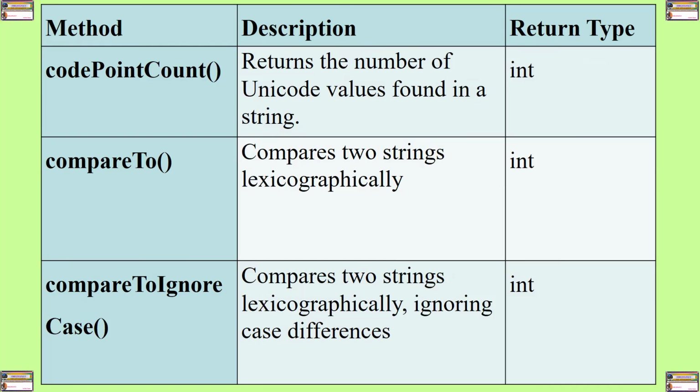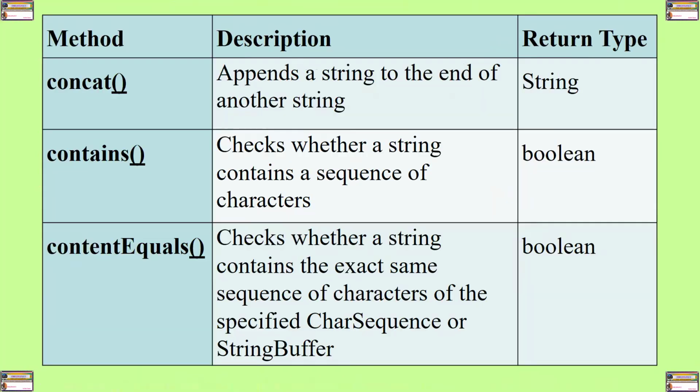compareTo compares two strings lexicographically. We have compareToIgnoreCase. It compares two strings lexicographically, ignoring case differences. We have concat. It appends a string to the end of another string. That means you can join two strings to form one word using this method.